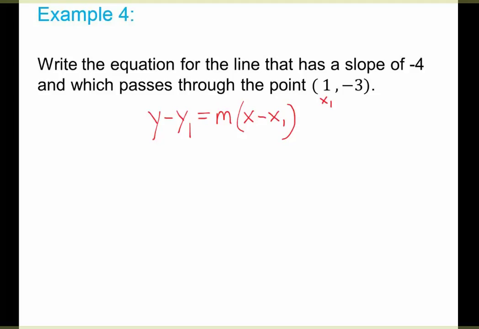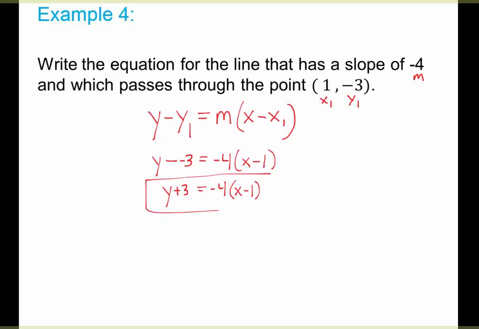So here I have my x sub 1 and here I have my y sub 1. And obviously, it tells you my slope is -4, so that's my m value. And I'm just going to kind of plug these in. So y minus, and my y sub 1 is -3, equals the slope, which is -4, times the quantity x minus 1. And then what needs to be simplified there? Well, that y minus -3, that's going to need to be simplified to y plus 3. So y plus 3 equals -4 times the quantity x minus 1.